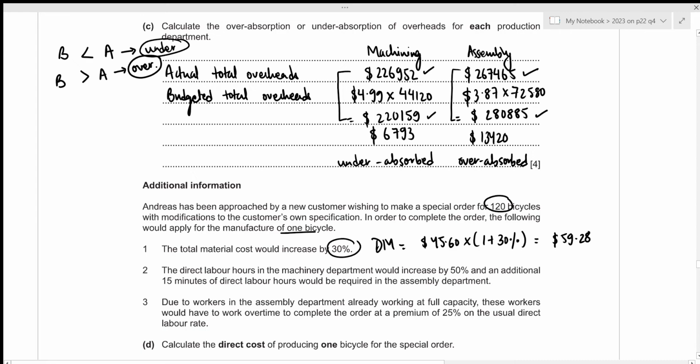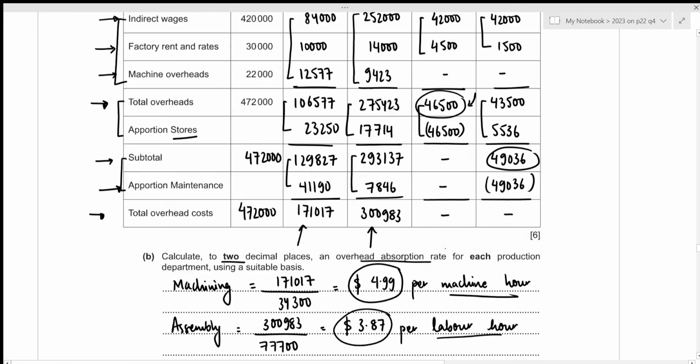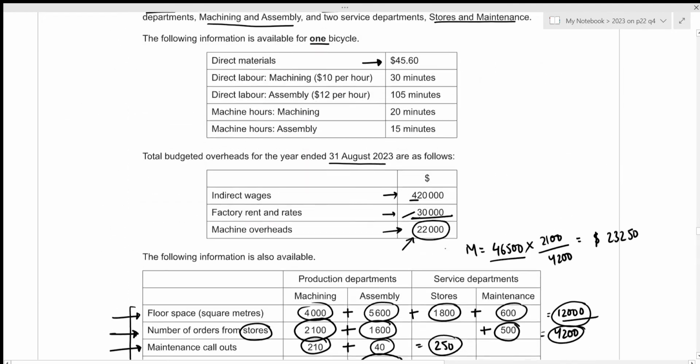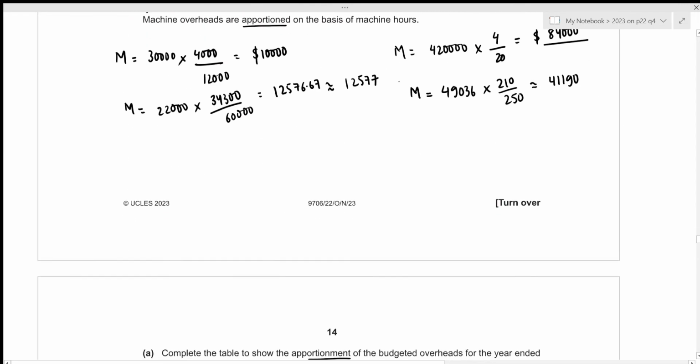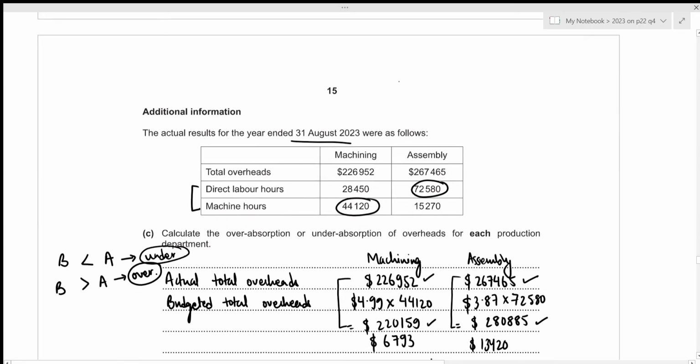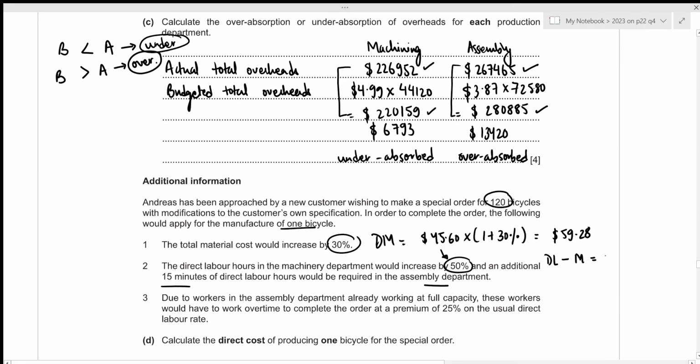Then the direct labor hours in the machinery department would increase by 50% and an additional 15 minutes of direct labor hours would be required in the assembly department. Okay, so we first need to figure out direct labor for machining department. This will increase by 50% and we're talking about the time. So let's have a look above. For machining department, the direct labor previously was 30 minutes. Now we need to increase it by 50%. So that's going to be 30 times 1 plus 50%, which is also 45 minutes.